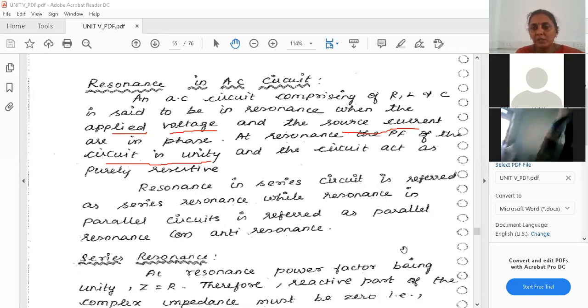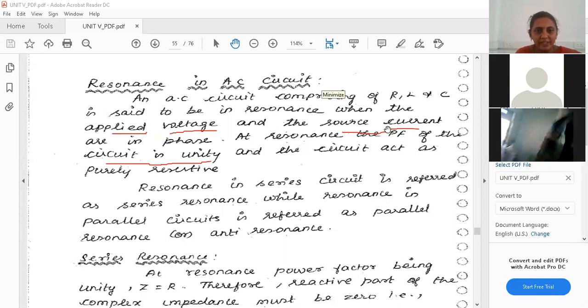You've heard of the word power factor? How to define power factor? Only one answer I got. Gaurav has told me. The strength itself is very less today.